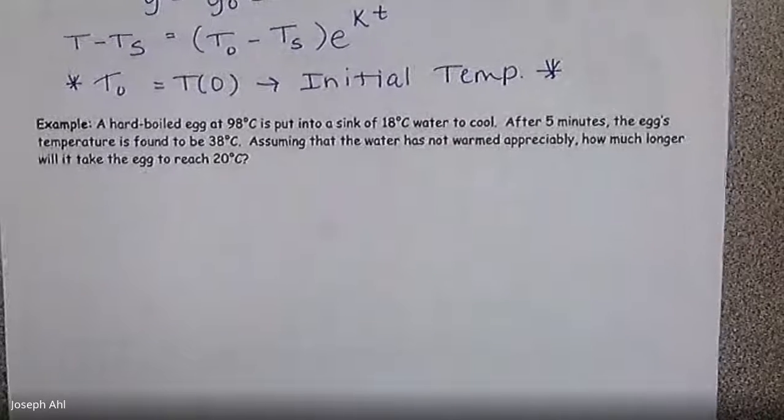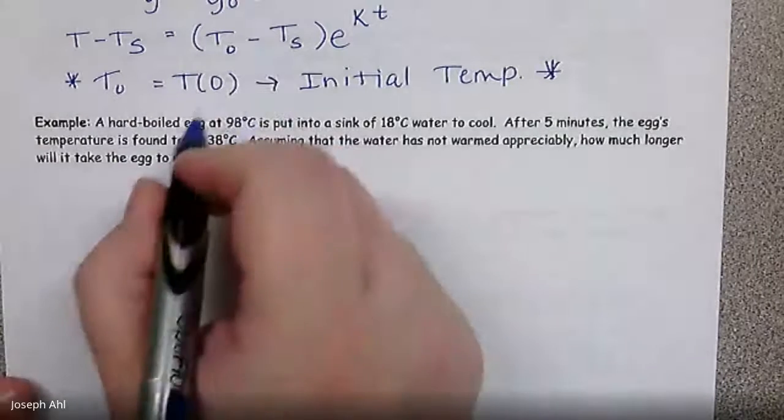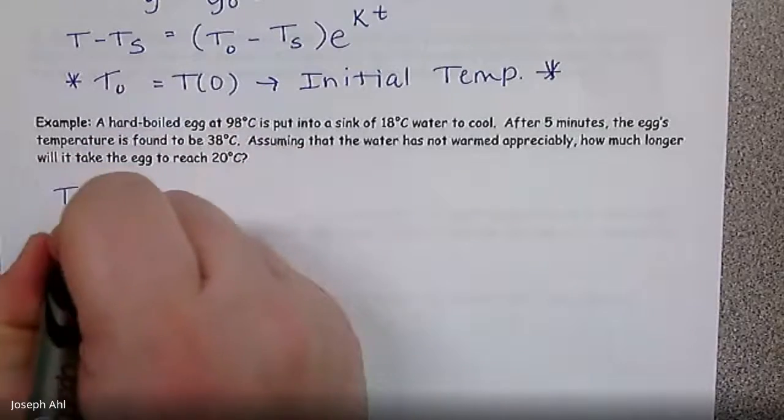So as an example, a hard-boiled egg at 98 degrees Celsius is put into a sink of 18 degrees Celsius water to cool. So what we know, if it's originally at 98 degrees Celsius, that's going to be our T sub 0.